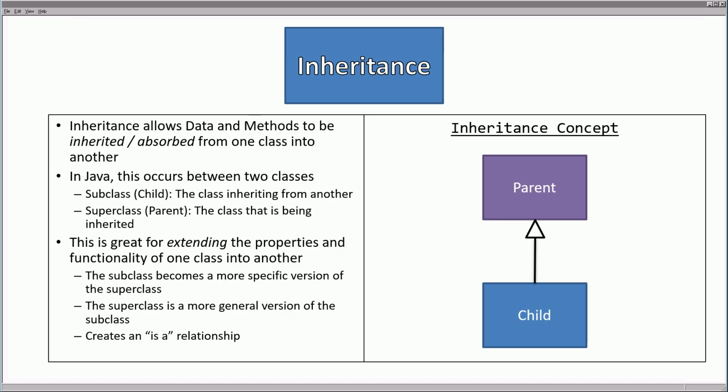Inheritance allows data and methods to be inherited, to be absorbed from one class to another. Now in Java, this occurs between two classes. You have what's called the subclass, or the child, and this is the class that is inheriting from another. You also have the superclass, the parent, and this is the class that is being inherited. Now, in a lot of ways, this does work like biological inheritance, where you inherit properties from your parents.